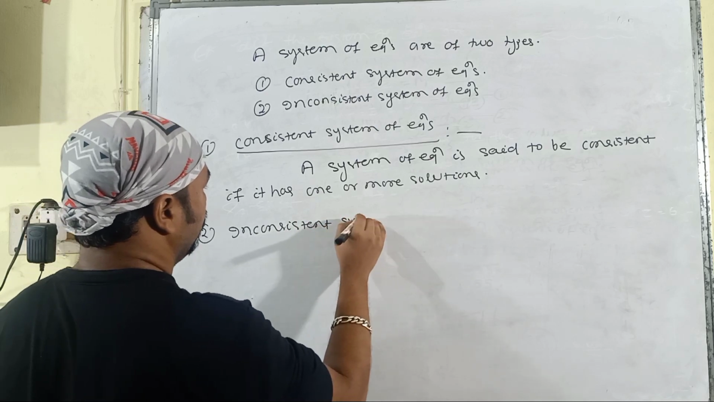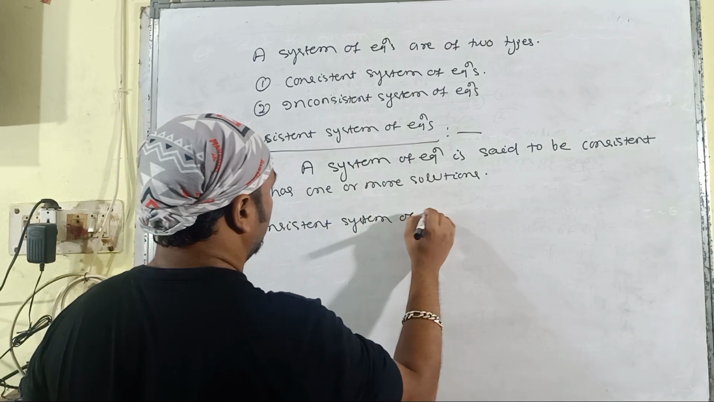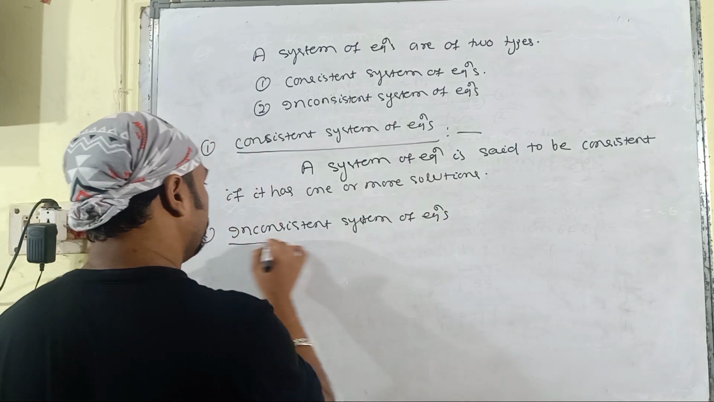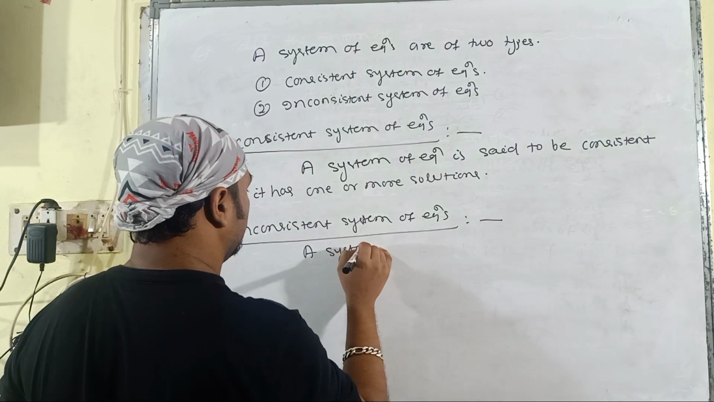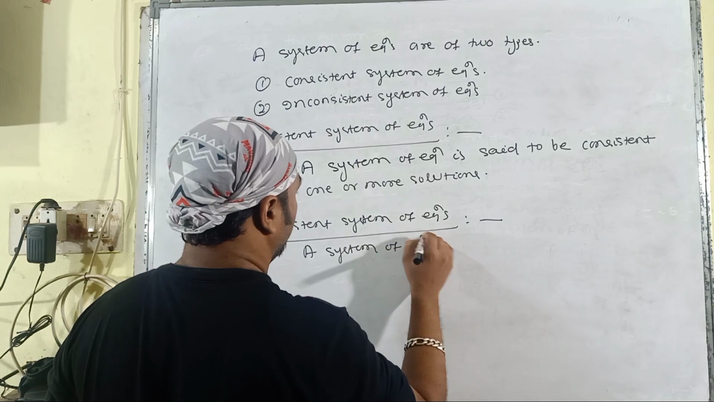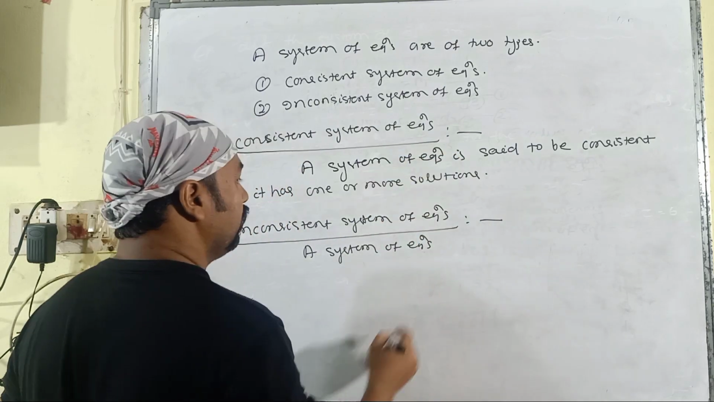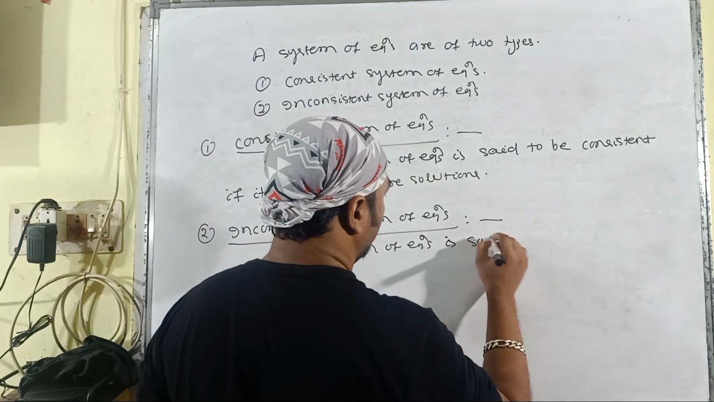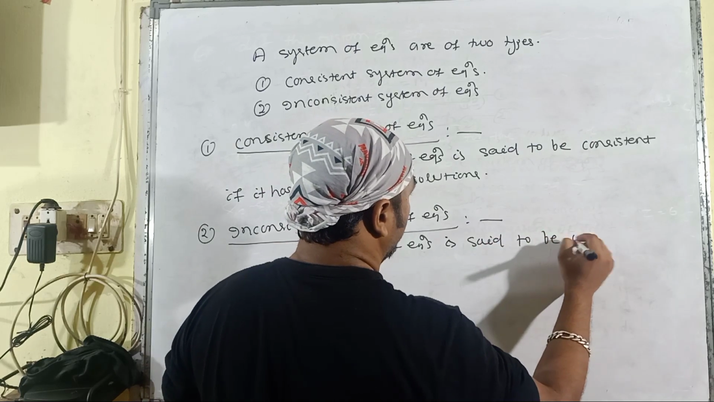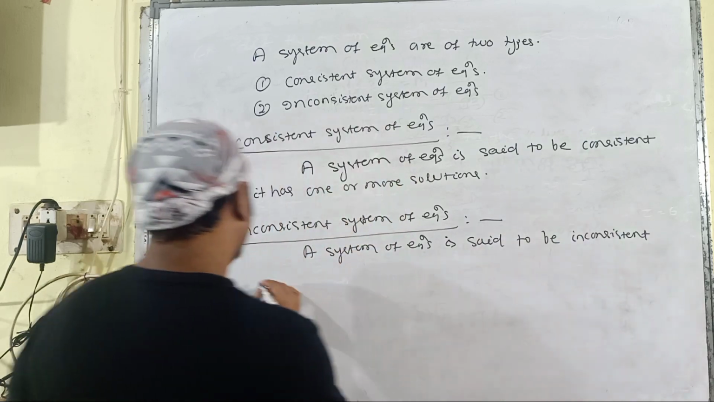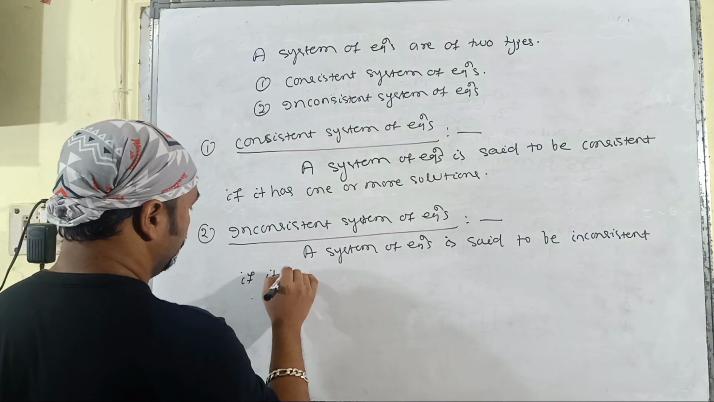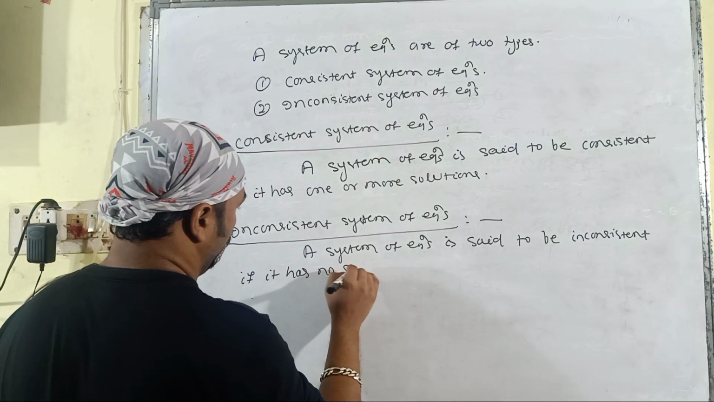Inconsistent system of equations. A system of equations is said to be inconsistent if it has no solution.